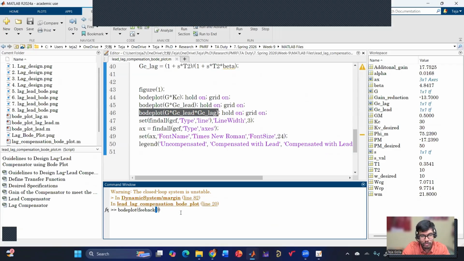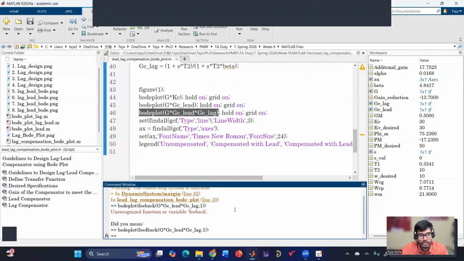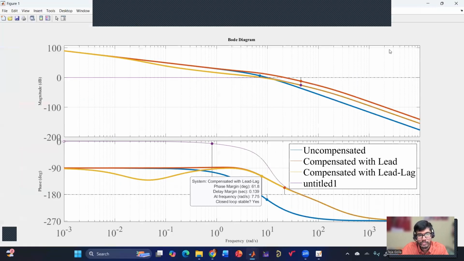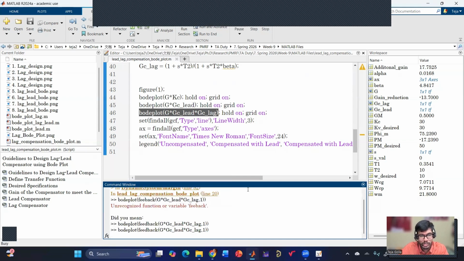So feedback of, unity feedback, right? This comma 1. Now whether it will plot this one. Is it plotting? Okay, I think it has plotted on top of this, but if I do it, it doesn't. Let me stop sharing and then plot it again and reshare. It did. Or let me reshare the screen.